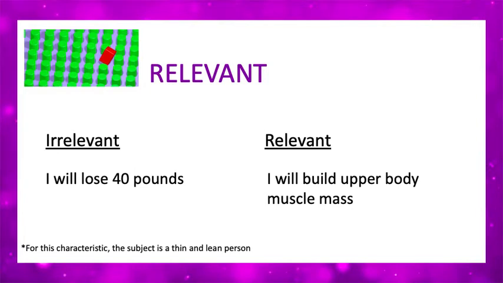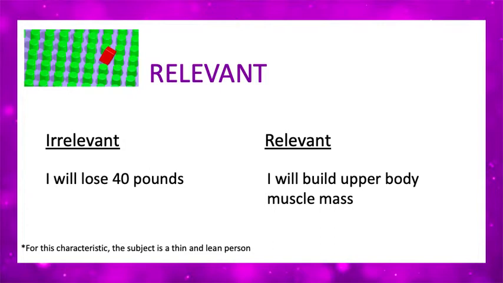R is for relevant. Relevance is also important. Relevance means setting goals that make sense for your life and your circumstances. Using the previous example, you may already be thin and lean, but lack upper body strength. If this is the case, setting a goal to lose 40 pounds will not be relevant to you. A goal with more relevance could be to build upper body strength by lifting weights 3 times a week until you can safely curl 12 pounds using proper form.